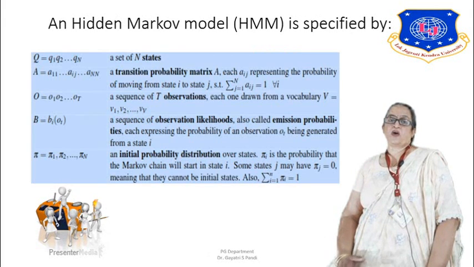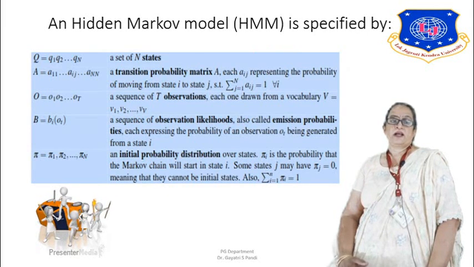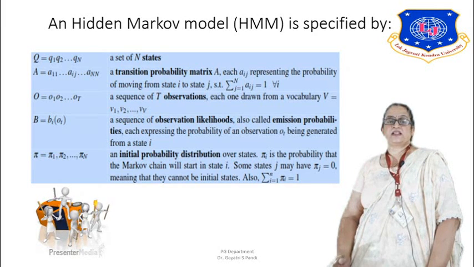Now this is the list of components by which an HMM can be best defined. A set of n states, that is Q = q1, q2, and so on up to qn. Then a transition probability matrix is defined as A = a11, and so on up to ann. This represents the probability of moving from a specific state i to another state j, such that the summation over j = 1 to n of a_ij equals 1 for every i.